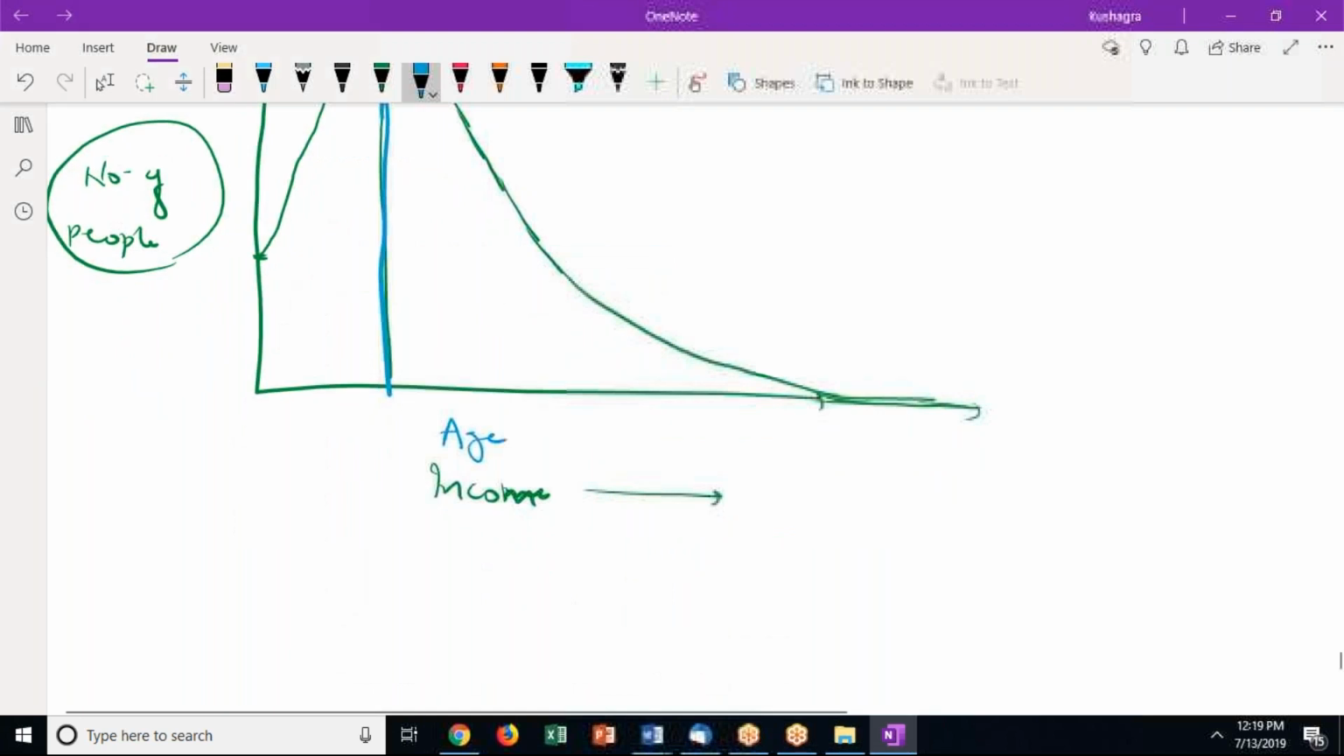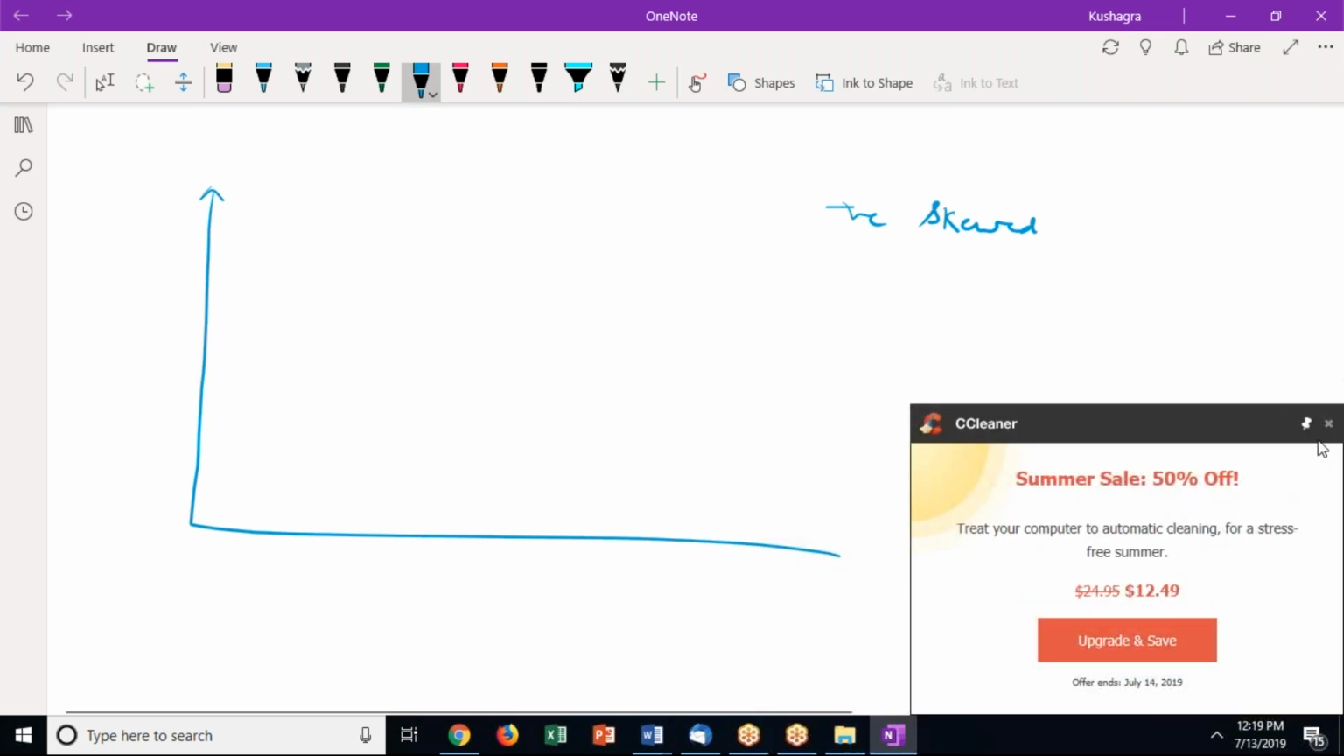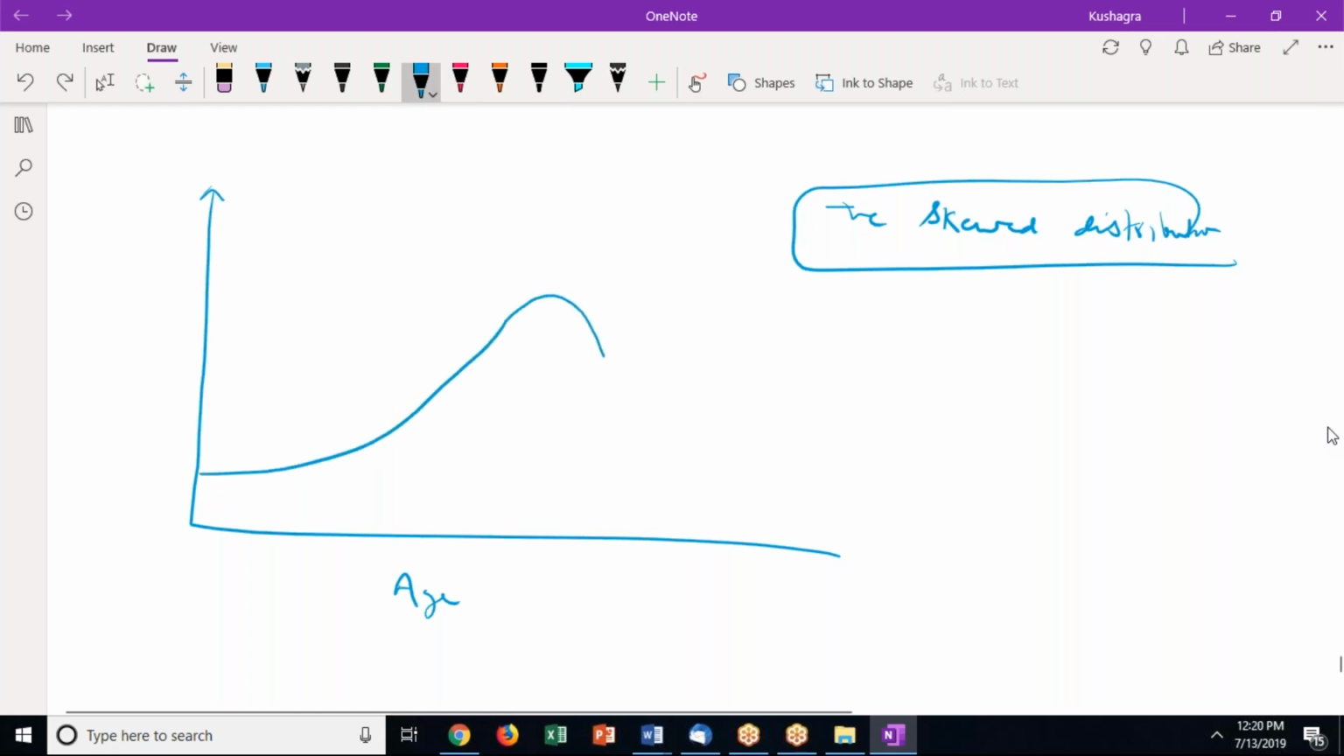Then take an example of a negatively skewed distribution. Quickly, any example? Age at death, yes, the age at which people die. That'll be negatively skewed. Fewer people die at a lower age; majority of people would die at a certain age, and beyond this also there will be very few people. So this is again a negatively skewed distribution.